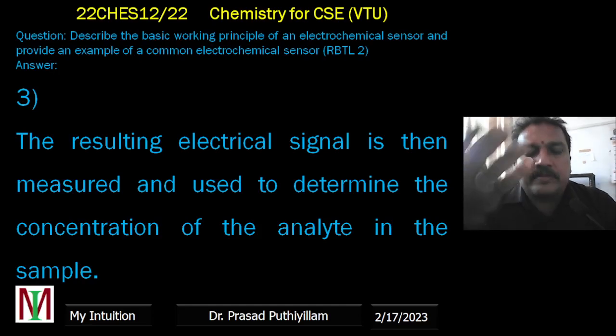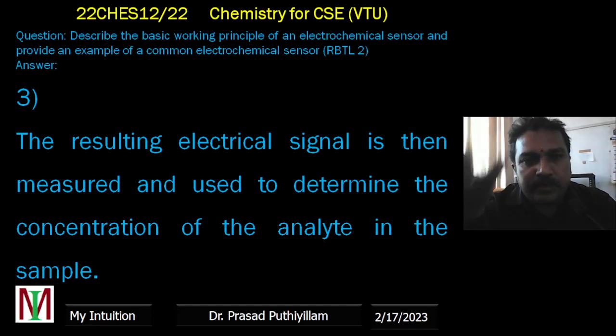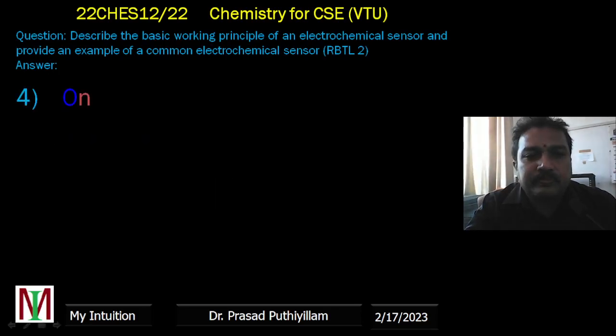If you know the EMF of the cell, we know it is E cathode minus E anode. So based on that equation, we can find out the potential generated or developed at the working electrode. Based on that, we can analyze the analyte.